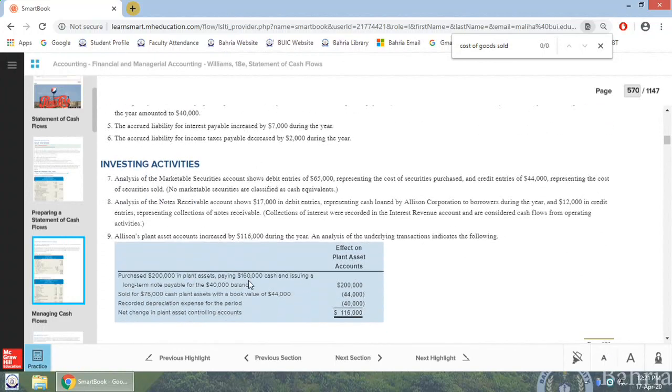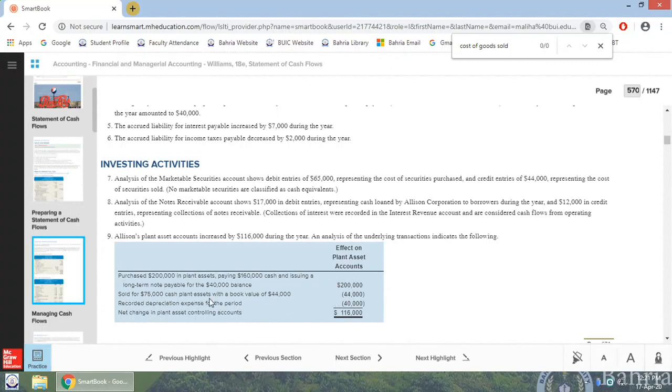Now let's just simply go over the changes, the effect on the plant asset account. We just gave you the individual aspects of when you purchase. Now what happens is that when you sell something with a book value of 44,000, you sold it for 75,000. Effect on plant asset account: overall, that would reduce the value of the plant asset, however it would be increasing your investing activity cash, because you would be getting cash for that.